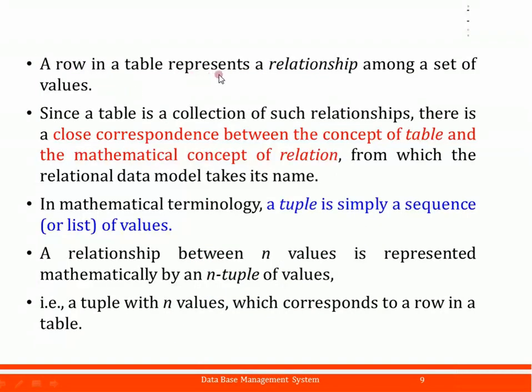A row in a table represents a relationship among a set of values. Since a table is a collection of such relationships, there is a close correspondence between the concept of a table and the mathematical relations, from which the relational model has taken its name. A tuple is a sequence or a list of values. A relationship between n values is represented mathematically by an n-tuple of values, that is a tuple of n values, which corresponds to a row in a table. So simply remember that a tuple is a row in a table.